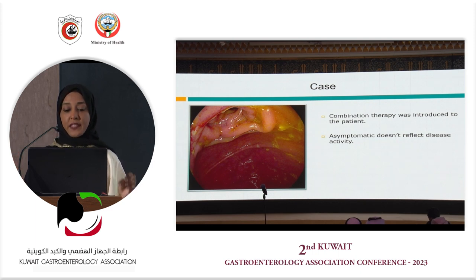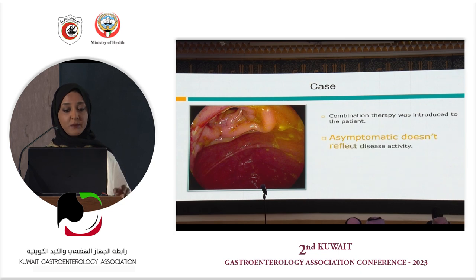And here it comes: if the patient is asymptomatic, that doesn't reflect the disease activity, as Dr. Mohammed, you have mentioned earlier.